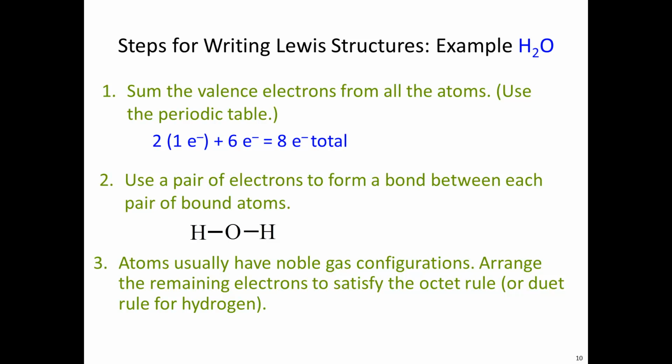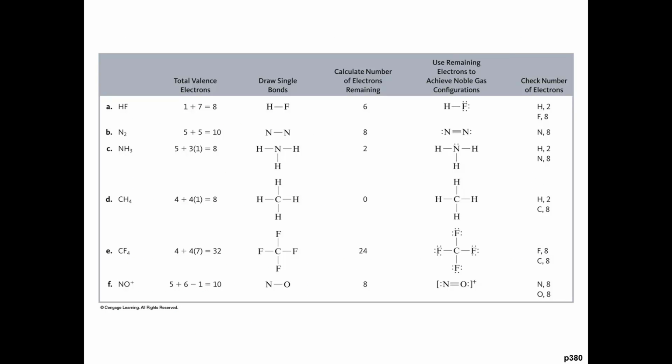We'll distribute those as pairs on oxygen. Now we have all of our electrons used up. We have an octet of electrons on oxygen and duets on hydrogen. We've come up with a good Lewis structure. There are plenty of examples of writing Lewis structures that can be followed.